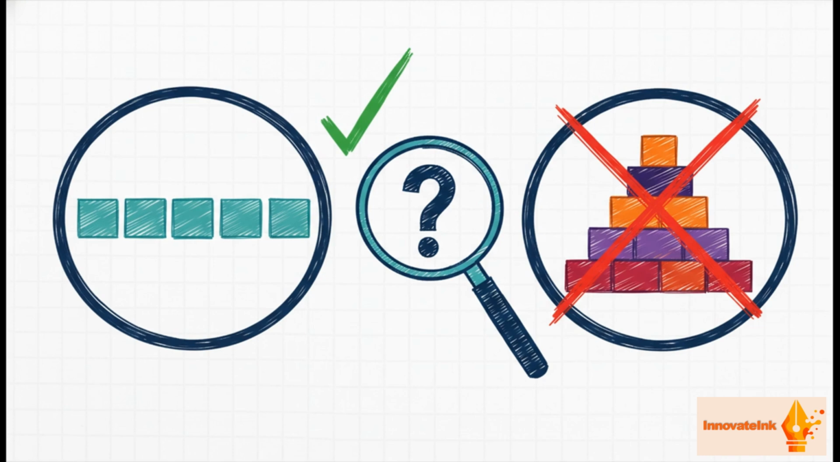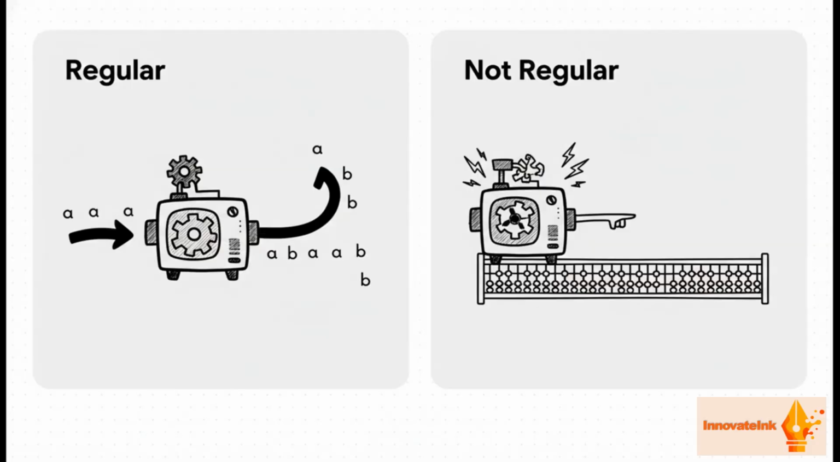And maybe more importantly, how can we prove with 100% certainty that a specific pattern is impossible for a regular expression to describe? It all comes down to one simple thing: memory. The machines that understand regular expressions have finite memory. They can't count forever. So a pattern like A star B star is easy. That just means a bunch of A's followed by a bunch of B's. But the language A^n B^n, which demands an equal number of A's and B's, that's not regular. Why? Because to make sure the counts are equal, the machine has to remember exactly how many A's it saw, and it just doesn't have the memory for that.